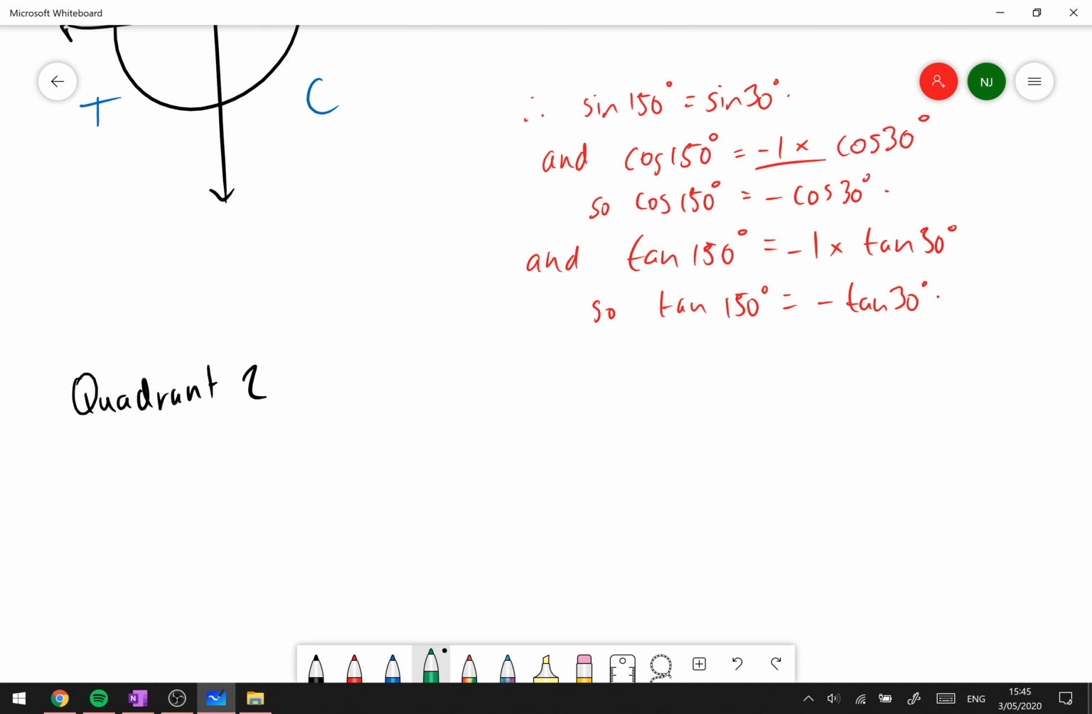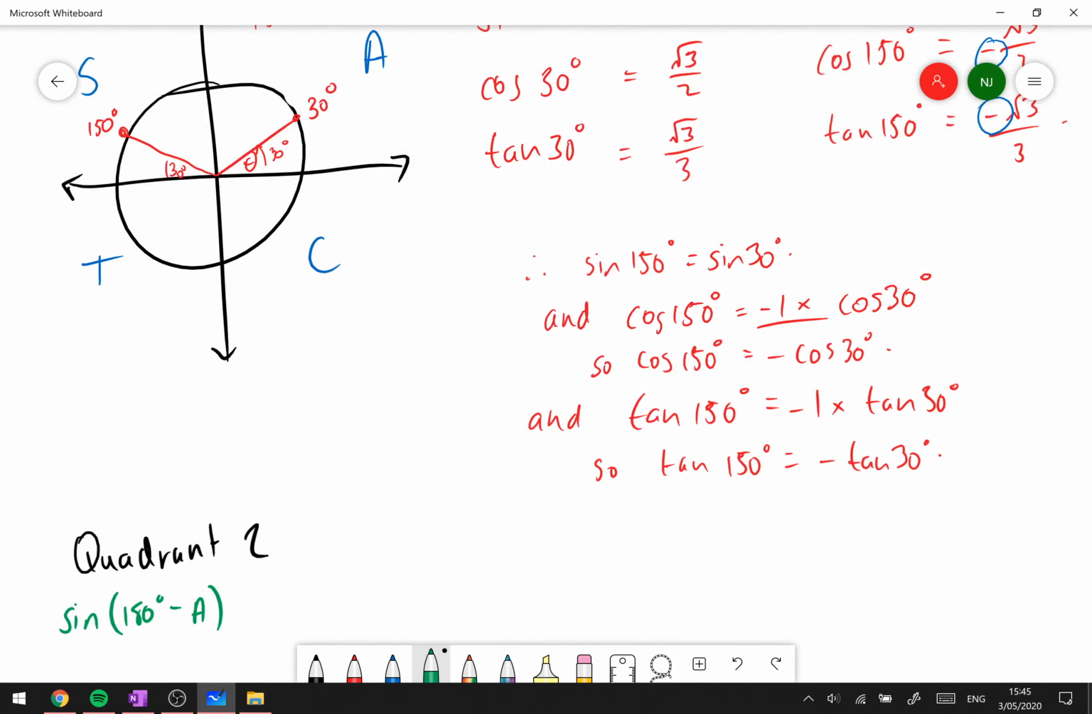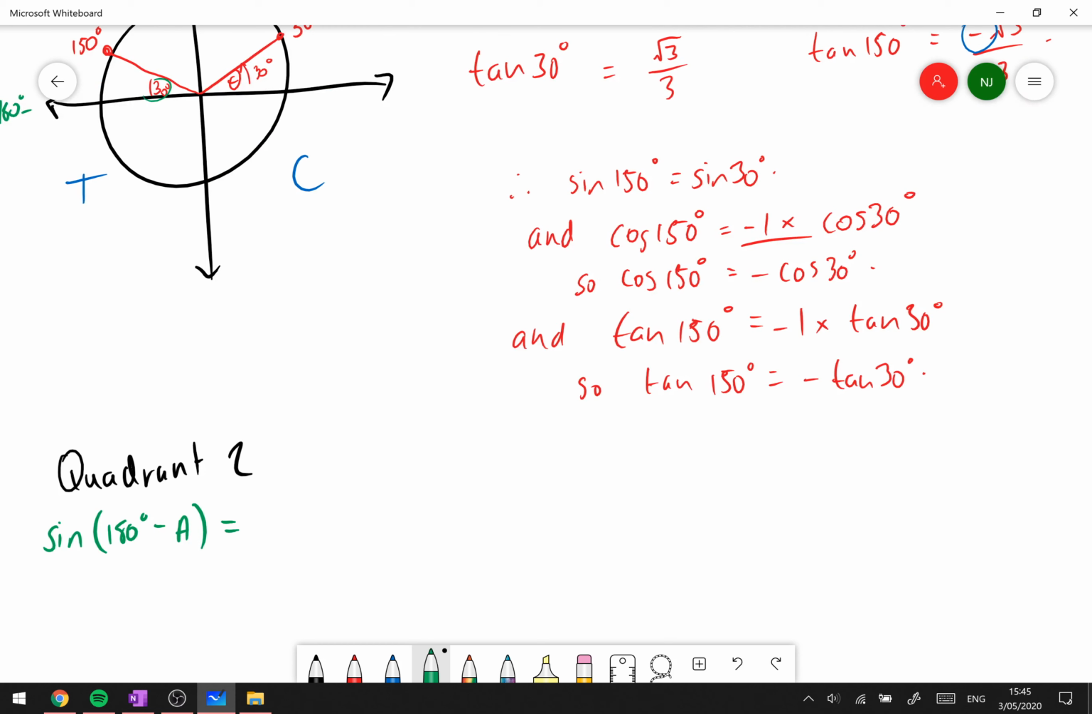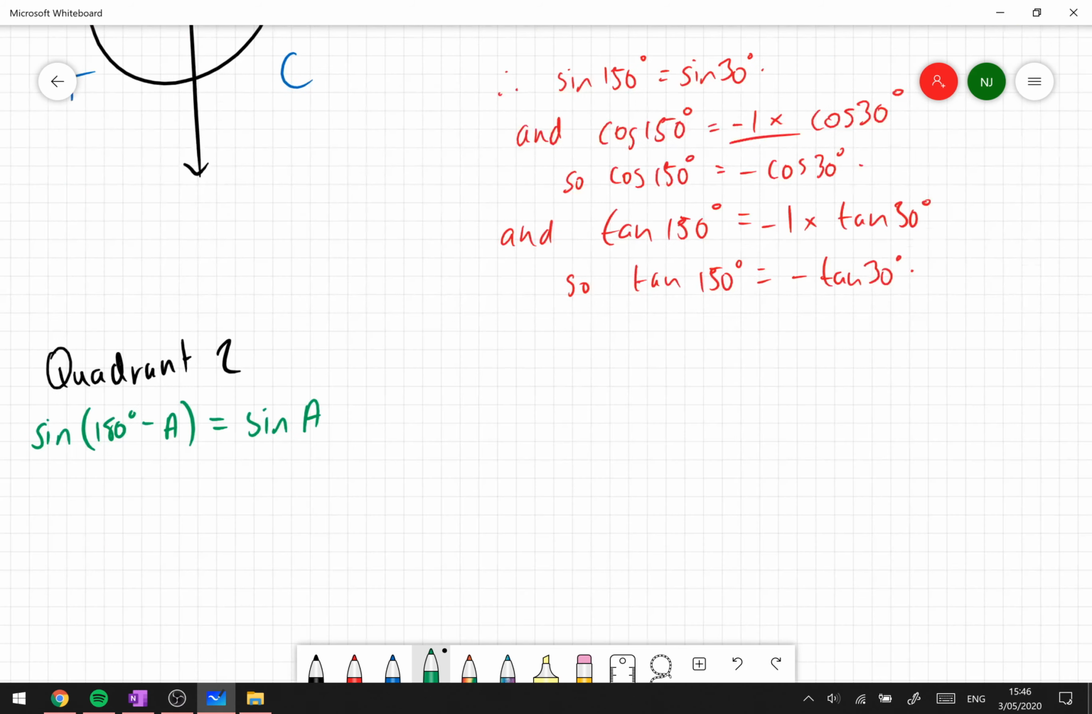So if we have something that's between 90 degrees and 180 degrees, what we can do to find the sine of it is sine of 180 degrees minus the angle that we have. This is basically saying, 180 degrees minus this 30 degrees that's sitting here to get us to 150 degrees. So the sine of 150 degrees, so 180 minus A, is just the same as sine of A, or sine of 30 degrees. So sine of 180 minus 30, so sine of 150, is equal to sine of 30 degrees.